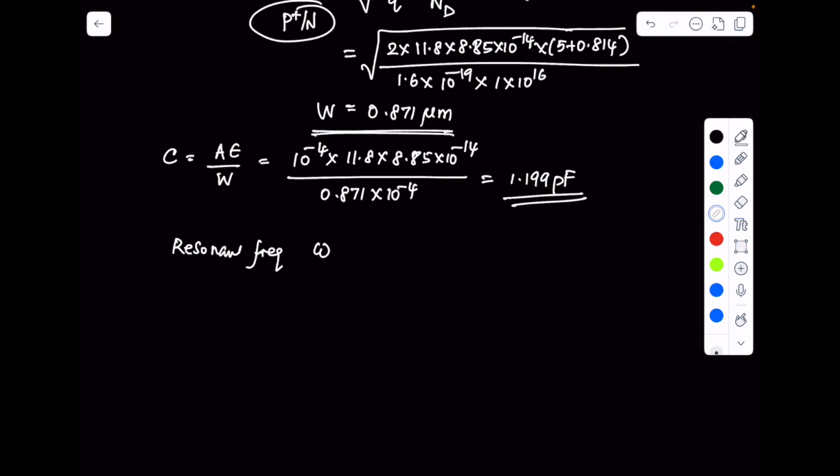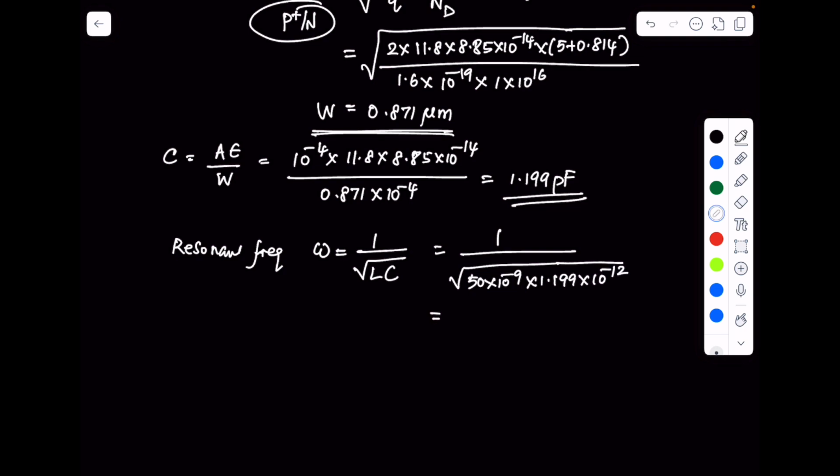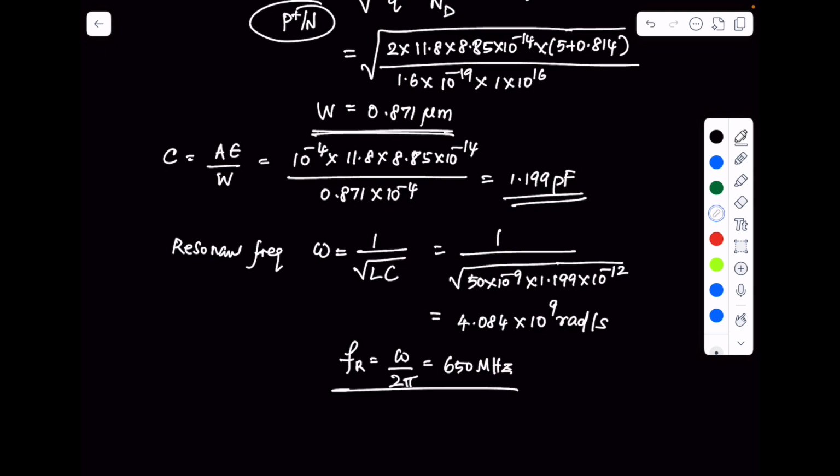and therefore my resonant frequency, as we discussed, omega, is going to be 1 by square root of LC, which is 1 by square root of 50 nanohenry, so 50 into 10 power minus 9 into 1.199 into 10 power minus 12, and that works out to 4.084 into 10 power 9 radians per second. And so if I were to convert this to a frequency, that frequency is going to be omega by 2 pi, which is 650 megahertz. So that is the resonant frequency of the circuit.